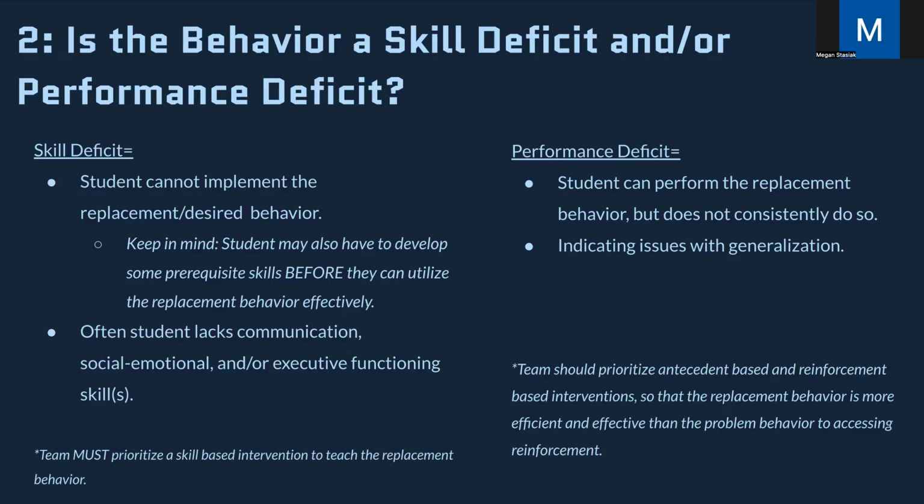For a performance deficit, this is where the student can sometimes do that replacement behavior, but they're not consistently doing so. So this is issues with generalization. They're doing it in some settings, but not all settings. So when this happens, we're likely going to need to provide some sort of review or coaching of what we expect the student to do, and also provide regular feedback. And then also prioritize those antecedent-based interventions, so like what happens before that behavior helps lead to that behavior. And then also reinforcement, like really rewarding them for using that replacement behavior.